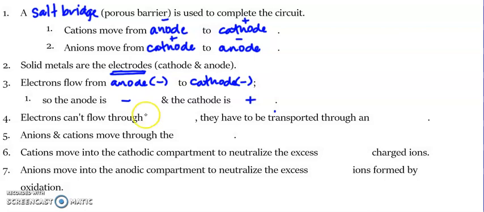Electrons can't flow through solution, so they have to be transported through your external wire. Right, they're going up and around. They can't go in your solution. Anions and cations move through the salt bridge.